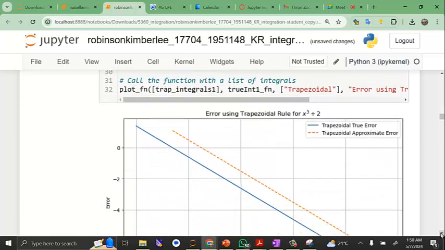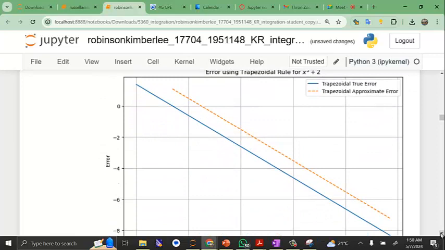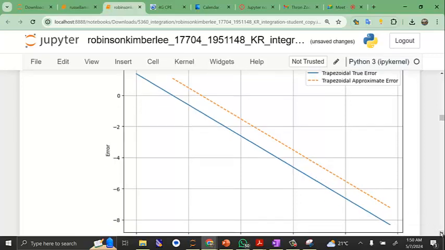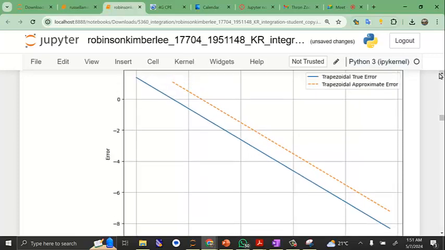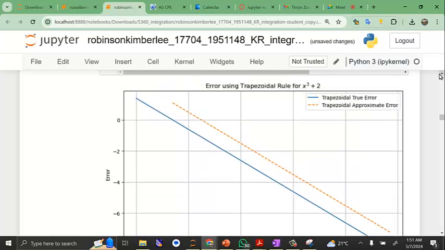So here we've got our error, and you've got the true error and the approximate error. So true to form, the approximate error is a little bit bigger. In fact, if we move the approximate error over by 1, it would almost be exactly on the true error. But not quite. All right, so we've certainly got straight lines. So the straight lines indicate a power relationship.